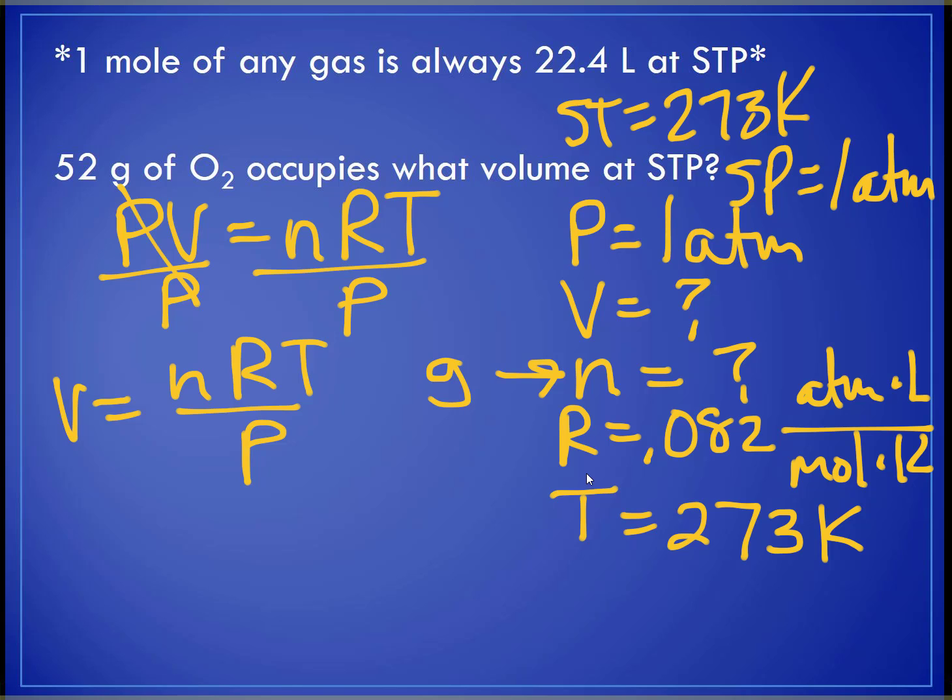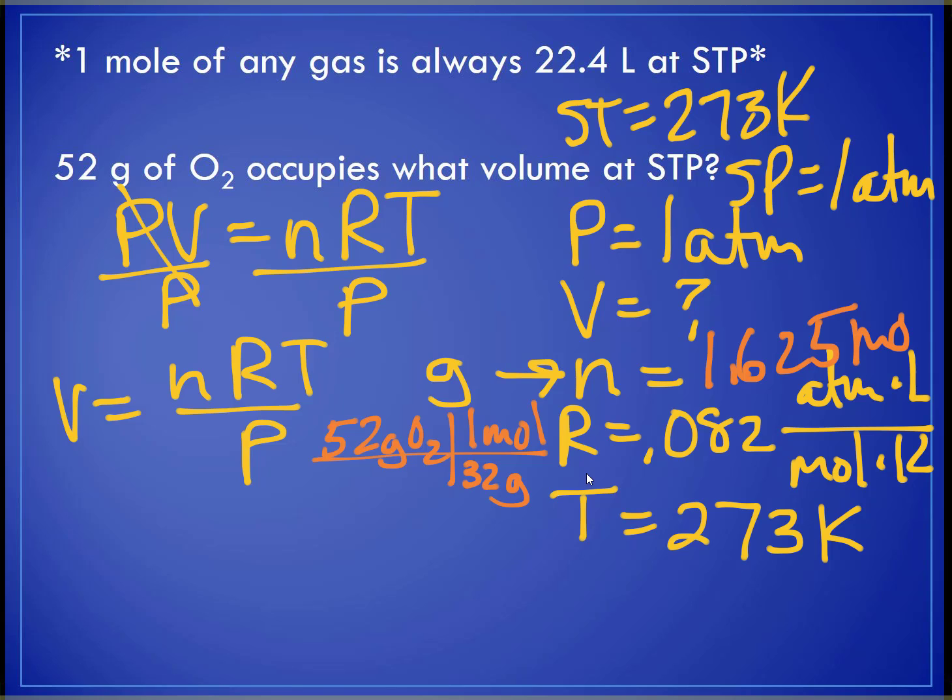So let's go ahead and figure out how many grams are in that 1 mole. So this is something I need to do before we get started. I didn't leave myself a lot of room here, so let's just do it right here. 52 grams of oxygen. And looking on the periodic table, 2 oxygens, so 16 plus 16 is 32. And that's how much is in 1 mole. And we can divide through, and our number of moles is 1.625. So that's how many moles.